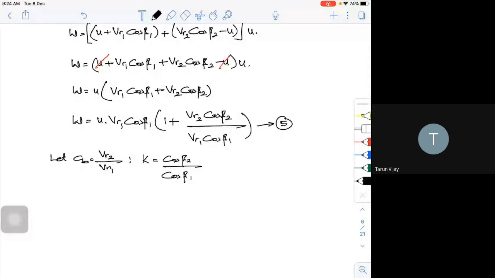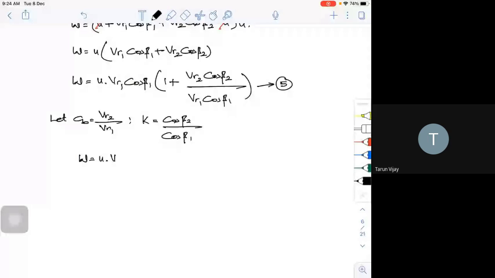Now I told that for a Delaval turbine, which is a particular impulse case, you have other impulse machines also. I am trying to get a work done expression for a generalized one. But for a Delaval turbine, what will happen? Your CB will be 1, your K will be 1, since cos beta 2 and cos beta 1 are the same, and your VR2 and VR1 are the same. The expression will change, so equation 5 will change.